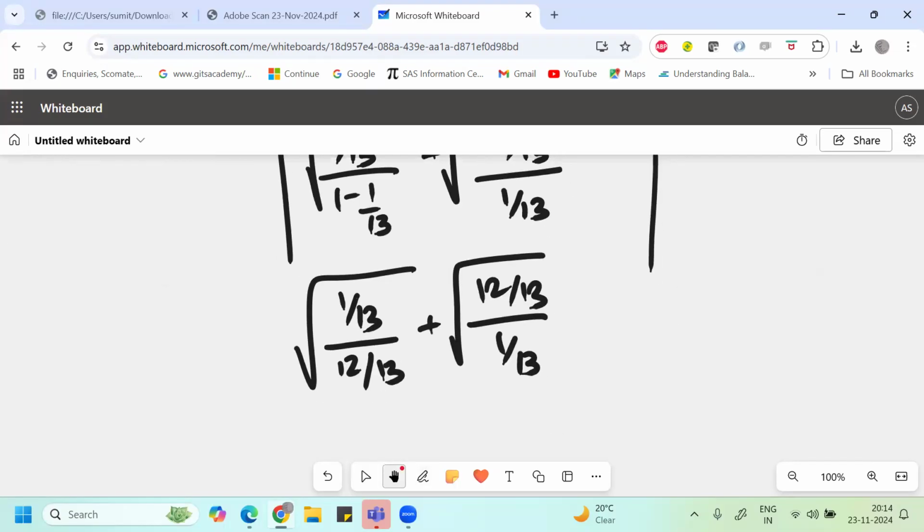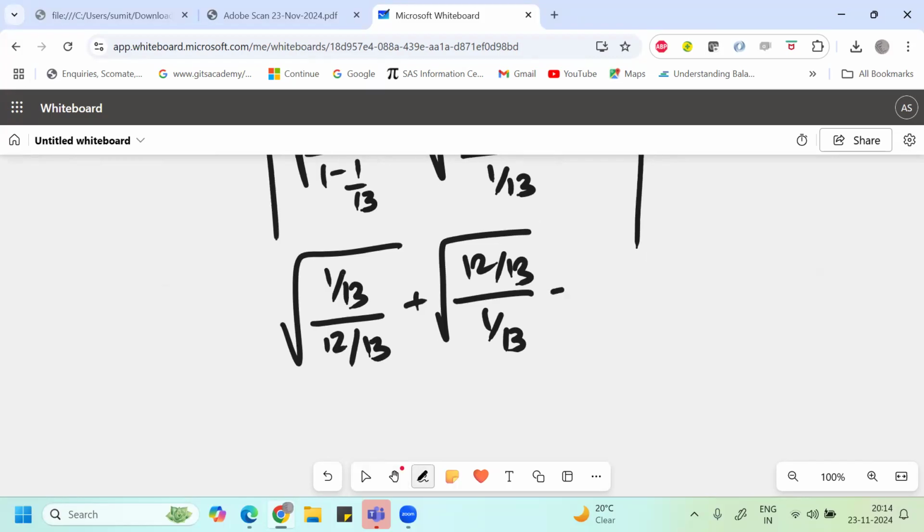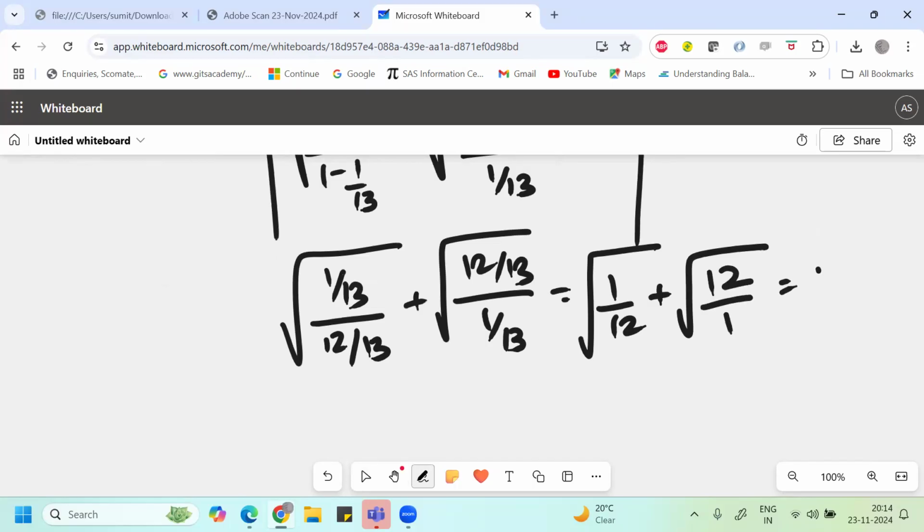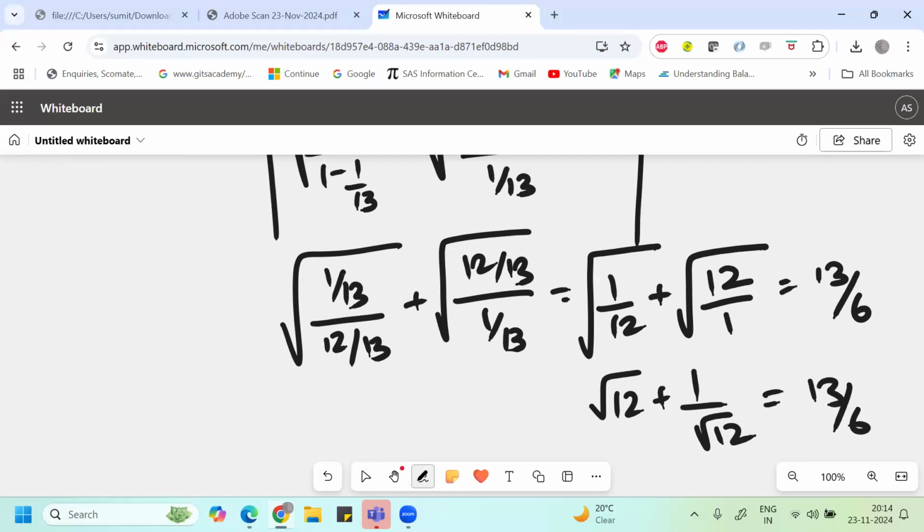So 13 and 13 will get cancelled. I hope you are getting this. This would be root of 1 by 12 plus root of 12. Does this become equal to 13 by 6? Tell me, root 12 plus 1 by root 12, can this become equal to 13 by 6? No, right? So this cannot be my answer. Are you getting it? Everyone, are you getting this?